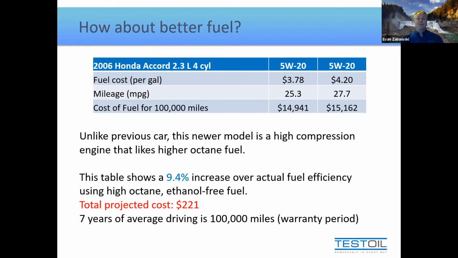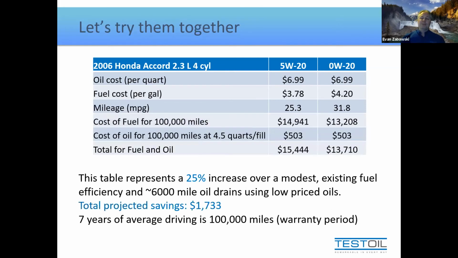So guess what I threw in there? I threw in a 0W. So here's the data. Now I'm admitting to you, the fuel changed and the oil. I went to a higher grade fuel, but I also went from a 5W to a 0W. And the overall effect was about a 25% increase in the fuel economy of that vehicle. And that's the vehicle I still drive today.